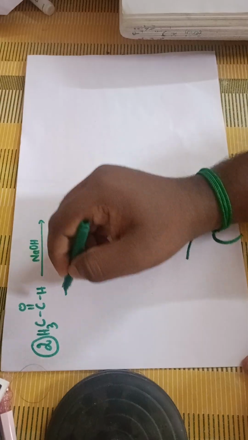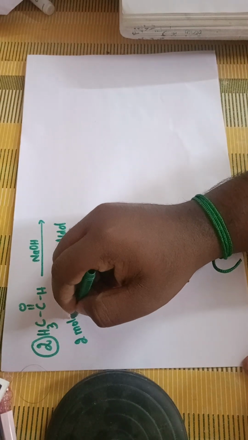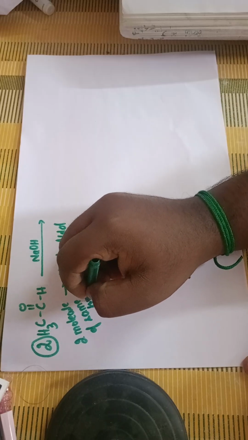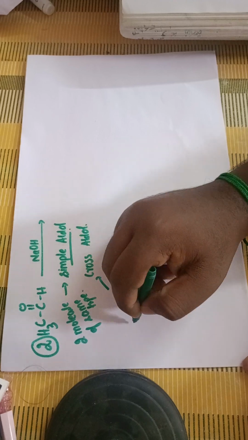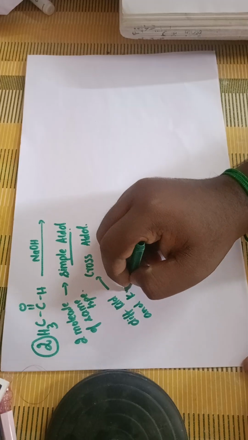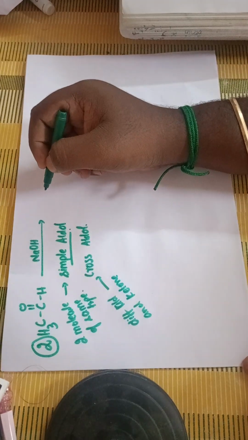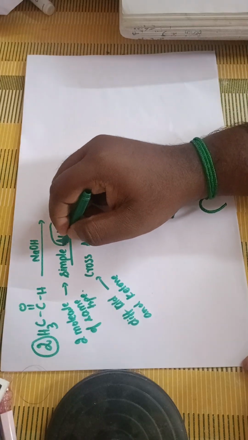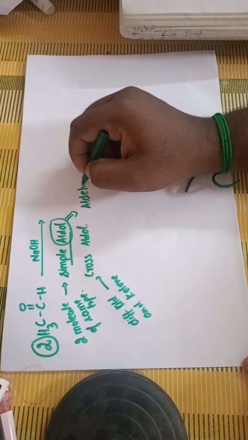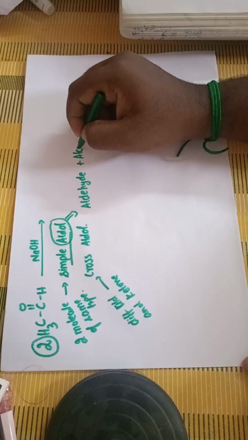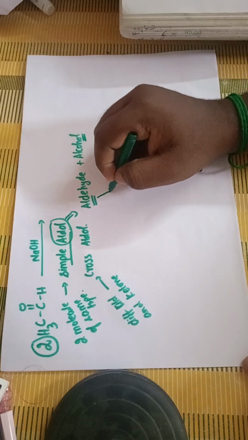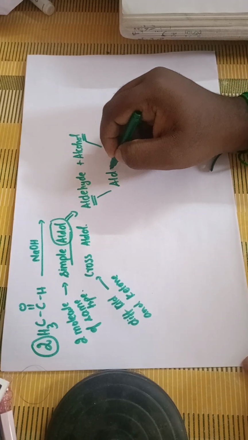So simple aldol is 2 molecules of the same type of aldehyde or ketone. For crossed, different aldehydes or ketones will react. And why is the reaction particularly called an aldol reaction? Here the product will contain both aldehyde and alcohol. As the product contains both aldehyde, ALD, and alcohol, OL, the reaction is called aldol formation, aldol reaction.